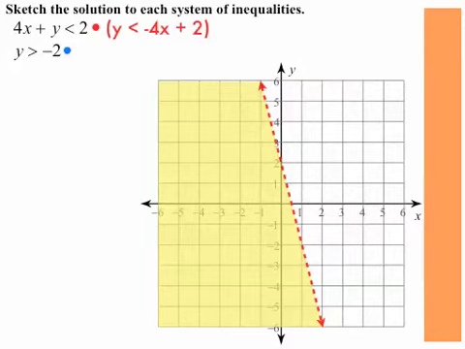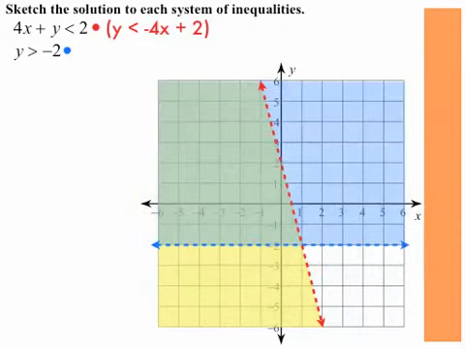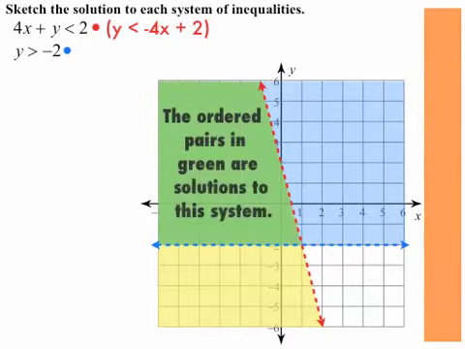The next equation is pretty nice. I have y is greater than negative 2. Graph the line y equals negative 2. It's going to be a dashed line again, though. In this case, I would need to shade above because y is greater than that line. So this area right here, where both the blue and the yellow shadings are overlapping, those ordered pairs in the green are going to be solutions to this system of inequalities.